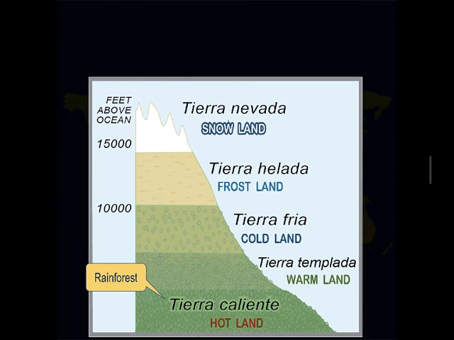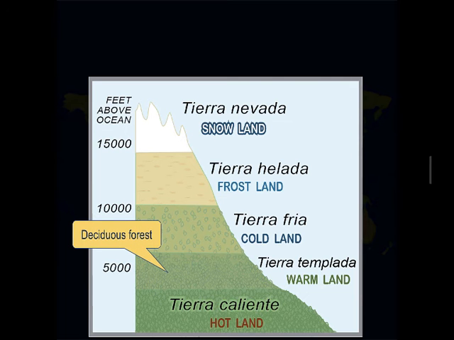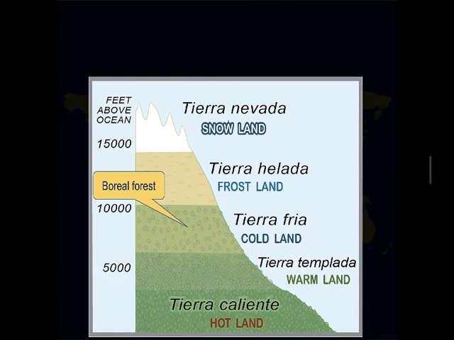Look at this chart. Our yellow callout is labeled rainforest and represents where rainforests can occur. Here, the yellow callout is showing you where deciduous forests occur. Here, we're showing you where boreal forest occurs. Here, we're showing you where the tundra occurs. And here, we're showing you where the ice caps are.